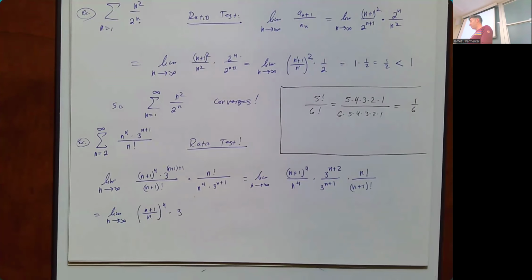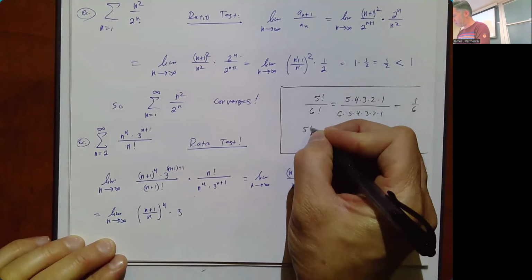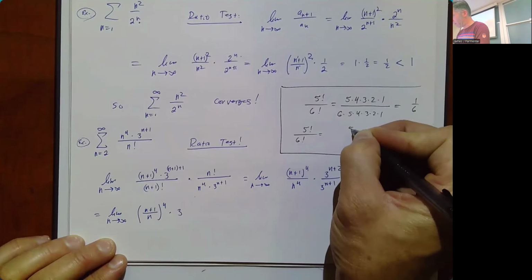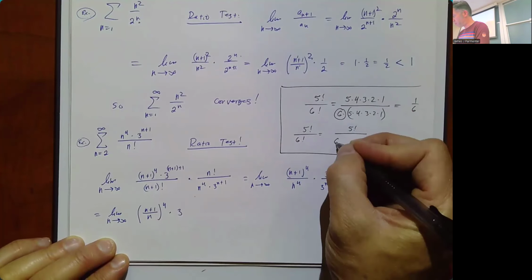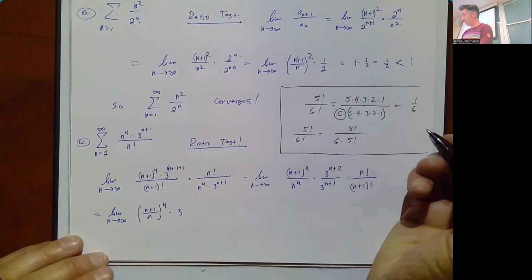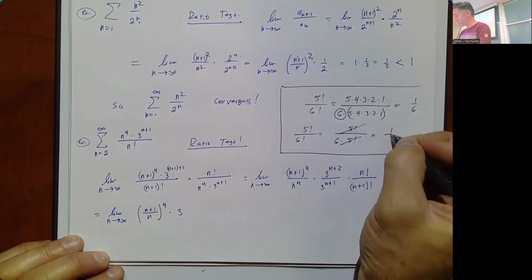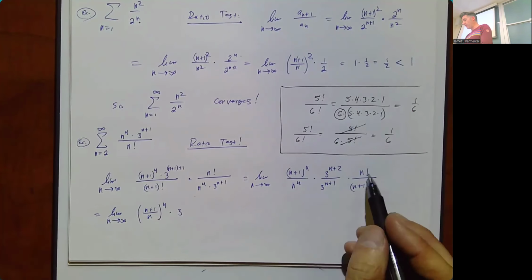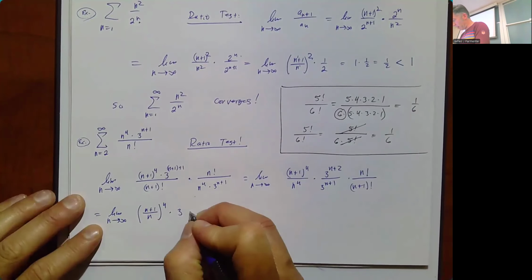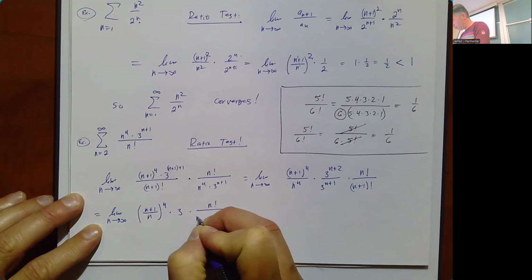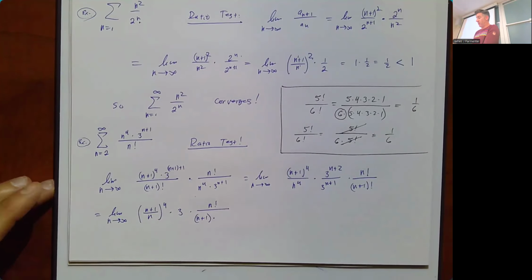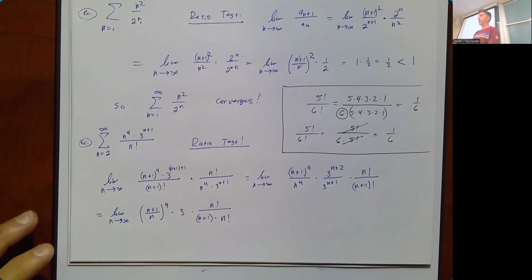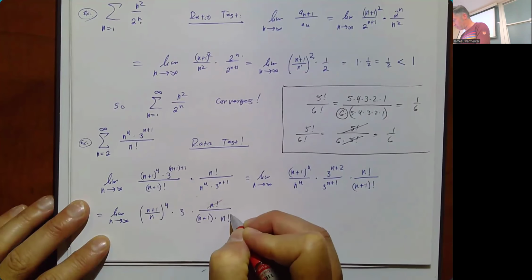Another way you can see this without writing quite so much is that 5 factorial over 6 factorial is equal to 5 factorial over 6 times 5 factorial. And then you can cancel the 5 factorials and get a 1/6. So the same idea here, I'm going to rewrite the denominator as n plus 1 times n factorial. And then those n factorials certainly can cancel. n factorial divided by n factorial is just 1.